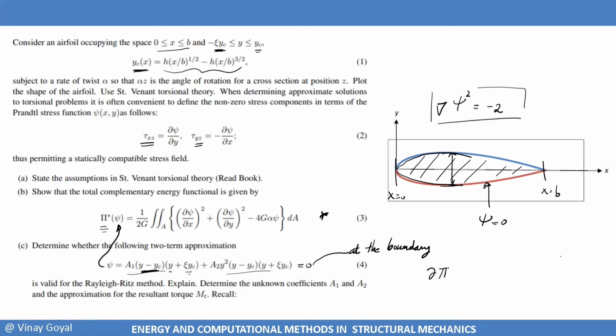Derivative of pi star with respect to A1 is 0. Derivative of pi star with respect to A2 is 0. Okay. Give me a minute.